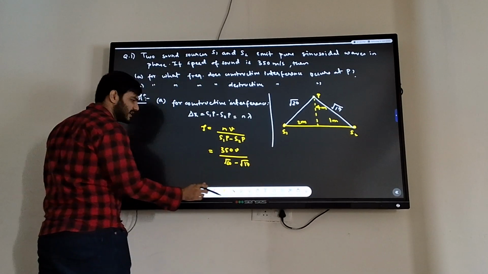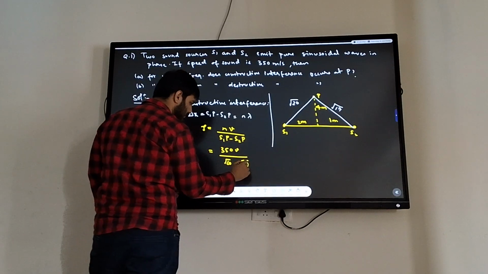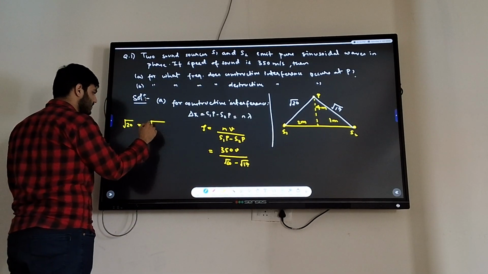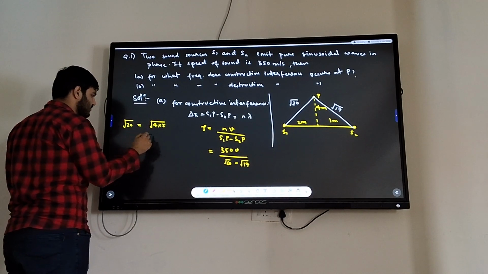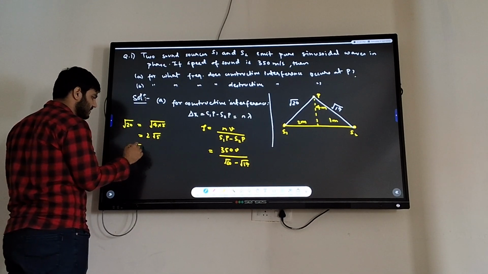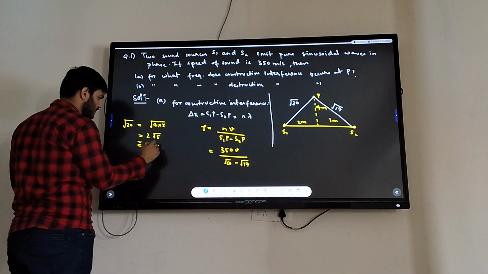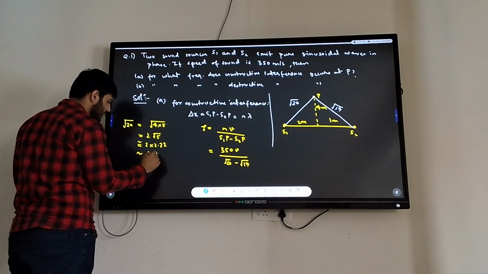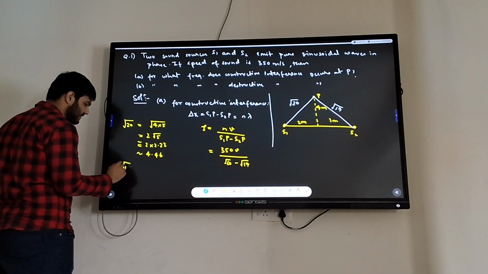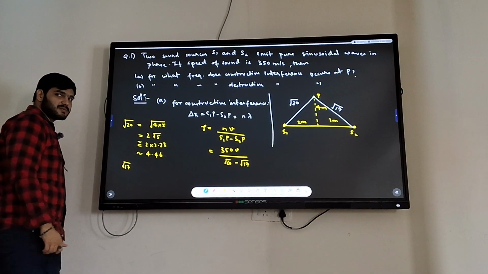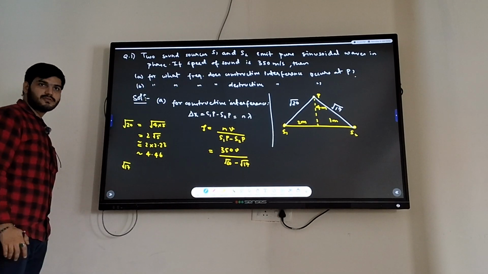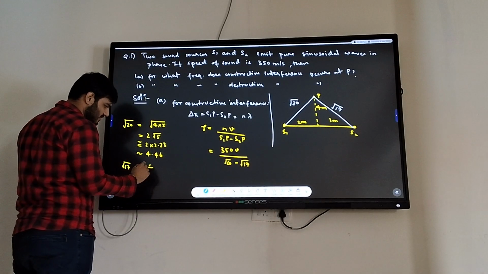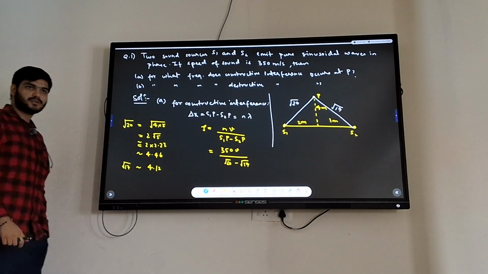अब बताओ root 20 कितना होएगा? Root 20 can be written as 4 into 5, that's 2 root 5. Root 5 is 2.23, that's 4.46. अब root 17 approximately 4.123 ले लेते हैं. इज इट ओके?